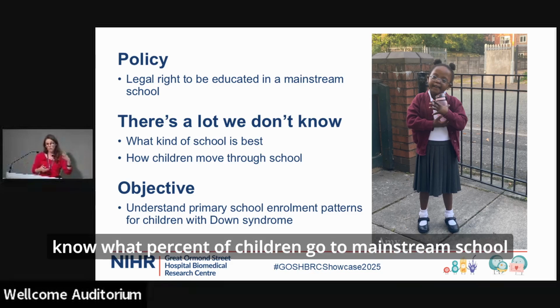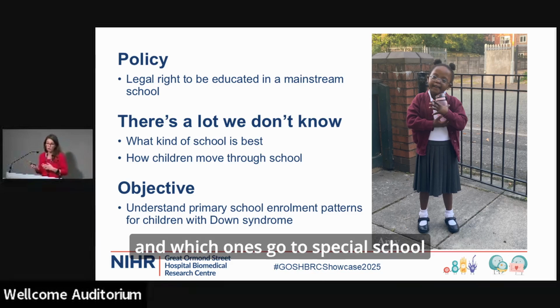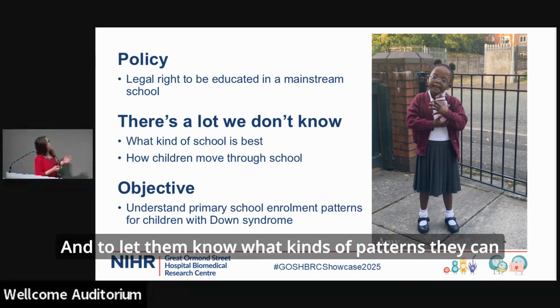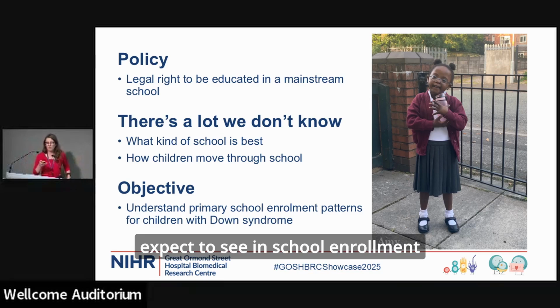So we don't know what percentage of children go to mainstream school and which ones go to special school. That's the objective of this research, to provide some evidence to guide parents and to let them know what kinds of patterns they can expect to see in school enrollment.